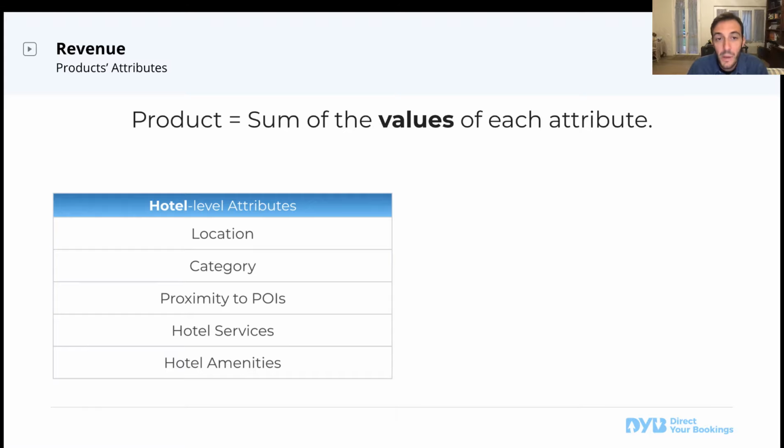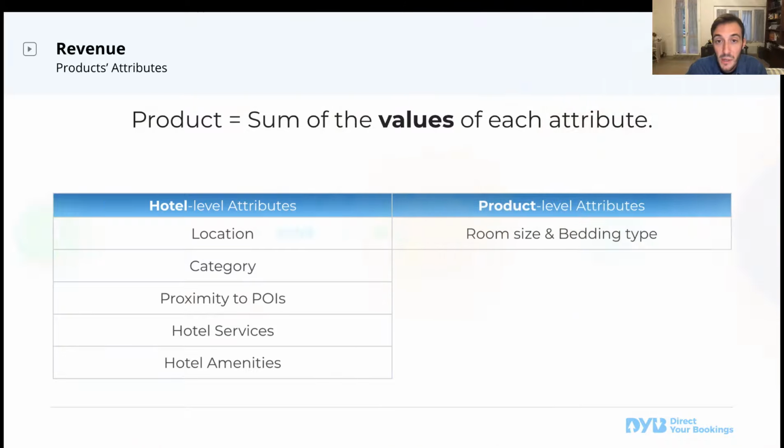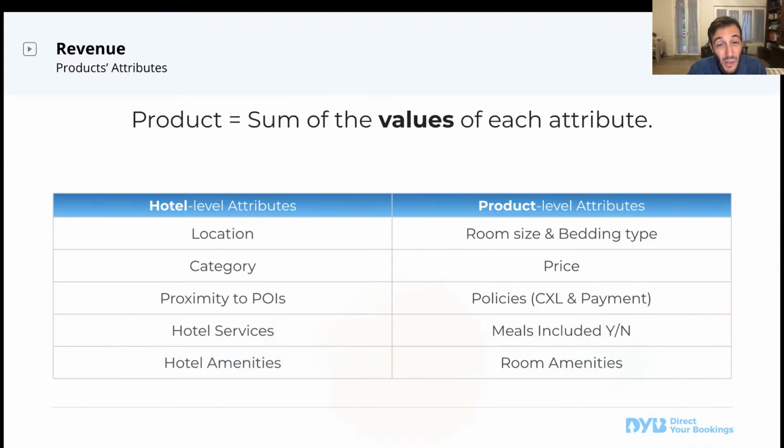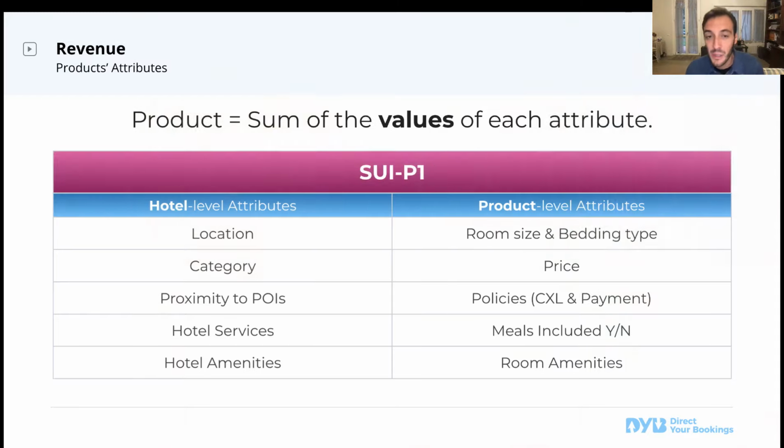Next to them, we have product level attributes. And these are, for example, room size or the bedding type, so queen bed, double bed, king size bed. The price is of course an attribute. Policies, so cancellation policies and payment policies, are attributes. Meals included or not, for example, breakfast. Is breakfast included? Is it not included? Half board, full board? And room-specific amenities, meaning amenities that change depending on what kind of room type or room category you choose.